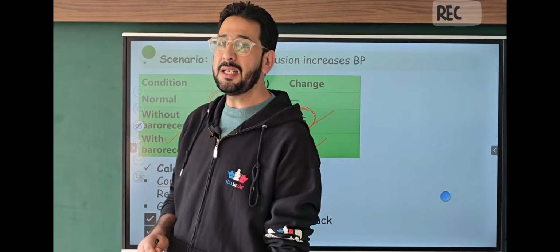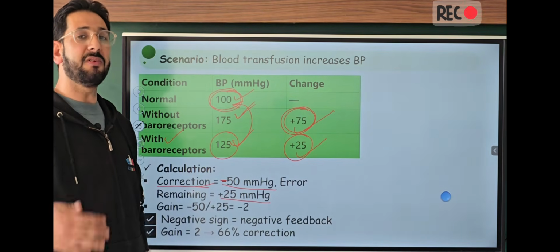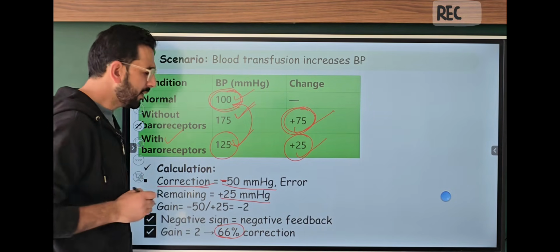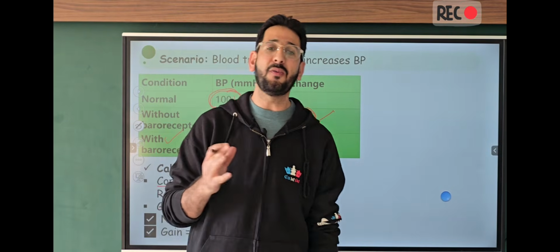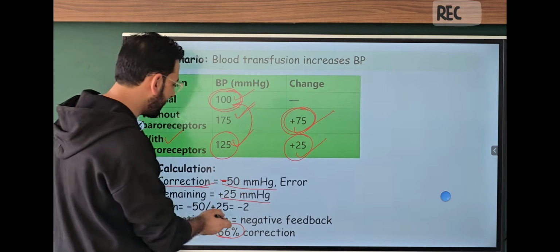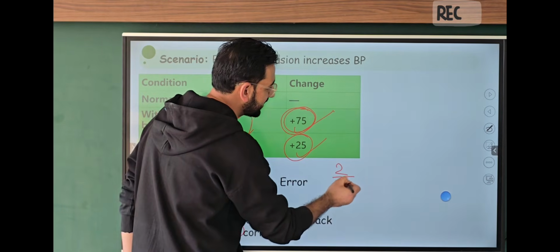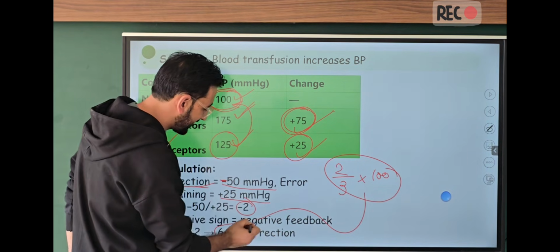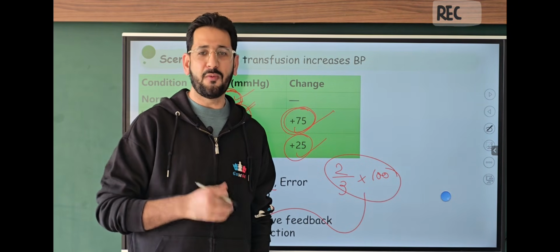Now, when we see how much percent it is corrected, minus 2, when we convert this into a percentage, it becomes 66%. Okay. Now, to understand this, for taking the percentage out of this, we have a formula: gain divided by gain plus 1 into 100. For example, in this case, what is the gain? It is 2. And gain plus 1 becomes 3, multiplied by 100. This actually becomes the 66%. So 66% is the moderate efficiency of homeostasis.